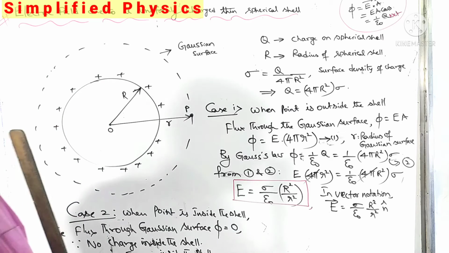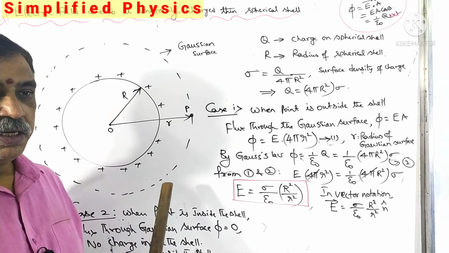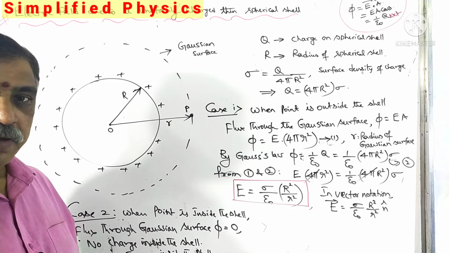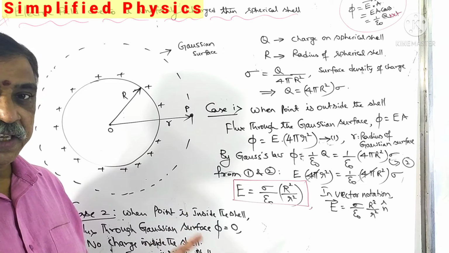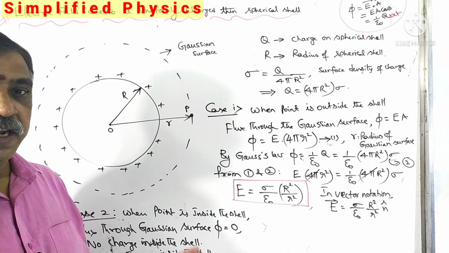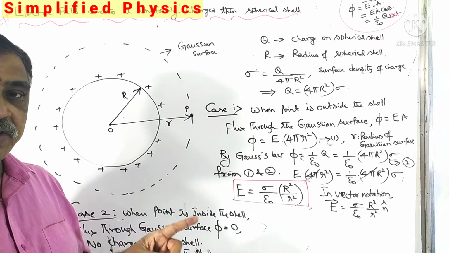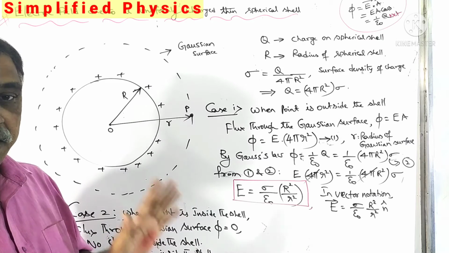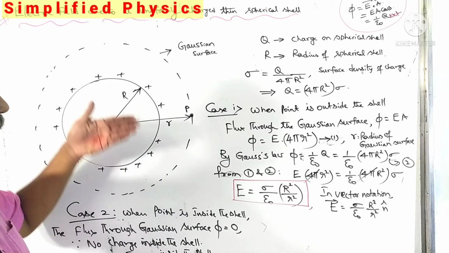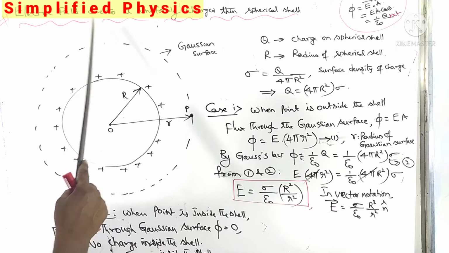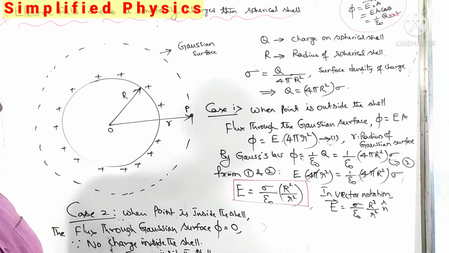Coming back to the next important derivation: electric field due to a uniformly charged thin spherical shell. This topic has also appeared in some of the previous question papers. Out of 3 applications, the first one we discussed was the electric field near an infinitely long charged thin wire, which is very, very important. The next important one out of 3 is the electric field due to a uniformly charged thin spherical shell.